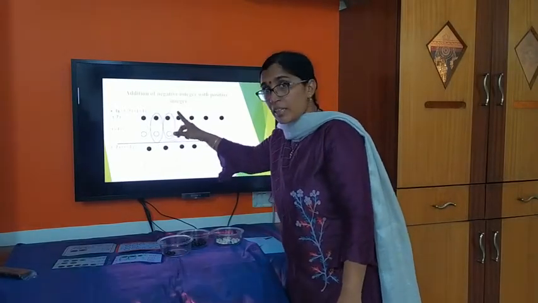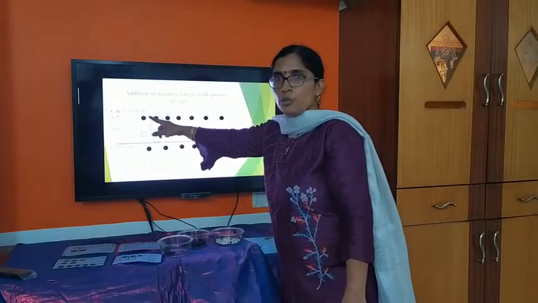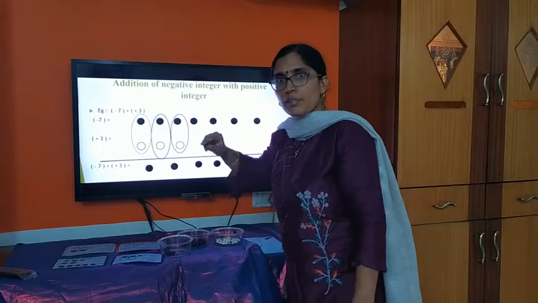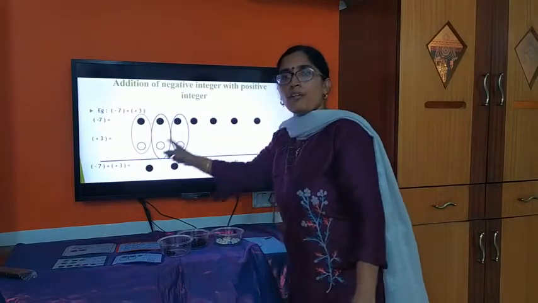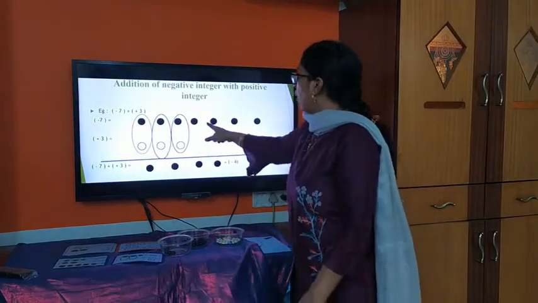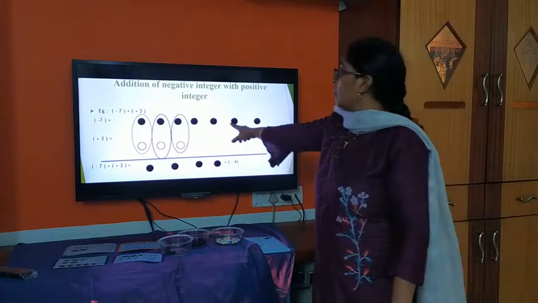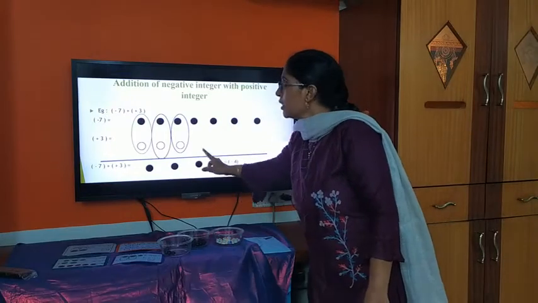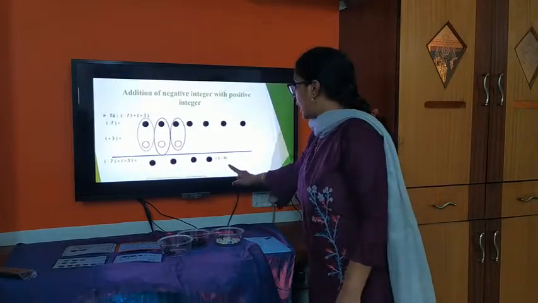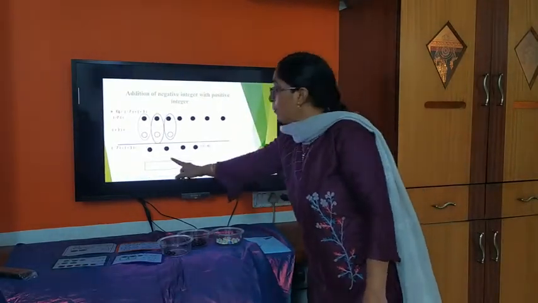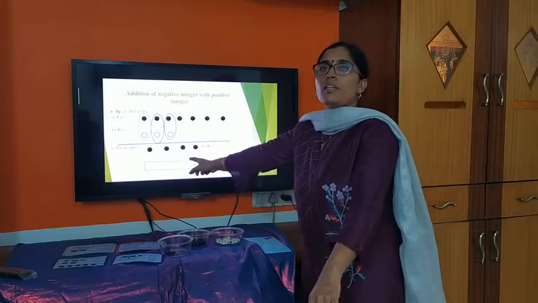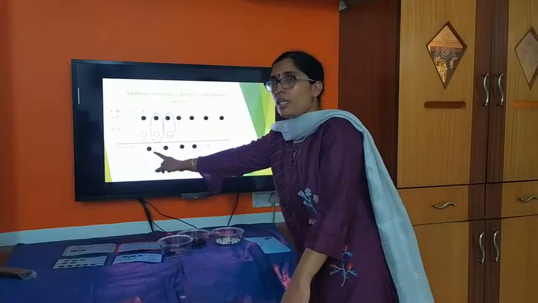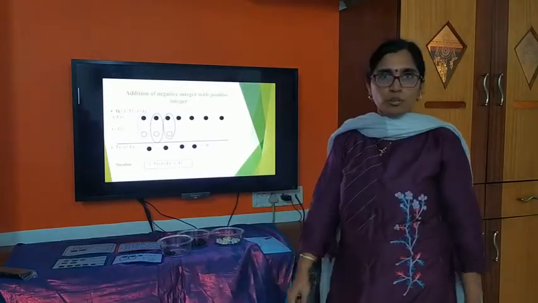What is the third step? You have to pair it up. Here I pair these two, the value will become 0. I pair these two, it will become 0. I pair these two, it will become 0. Now what is left over here? 4 shaded circles. Shaded means the sign will be negative. How many? 4. So minus 7 plus 3 equals minus 4.